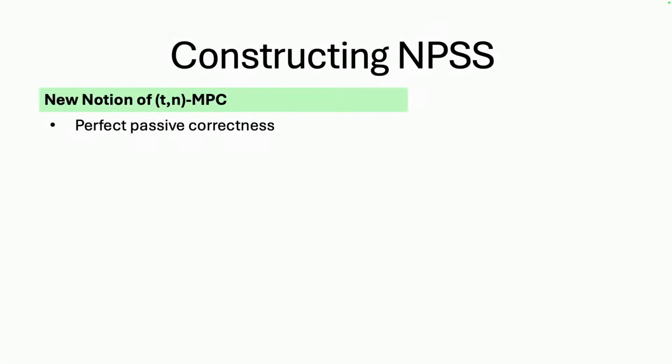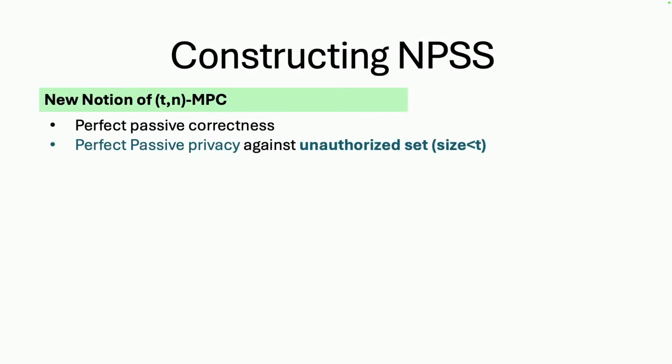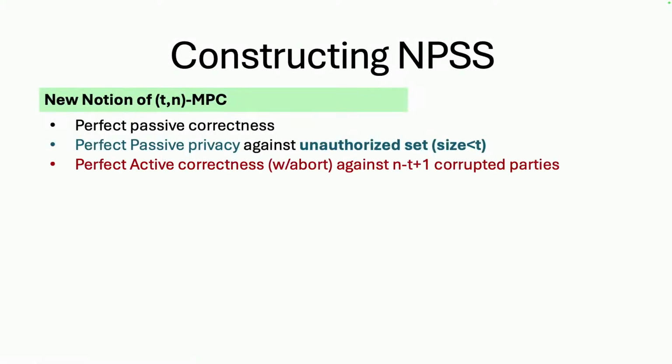So I want an MPC here that has perfect passive correctness. Okay, so if everyone behaves well, then you know that the output is right with probability 1. I want perfect passive privacy against what I call unauthorized sets, so coalitions smaller than t. Okay, that's kind of natural. But here comes the weird property. I want perfect active correctness with abort against any set of n minus t plus 1 corrupted parties. Okay, so this is a bit weird. You see that the threshold here is very different than the threshold here.